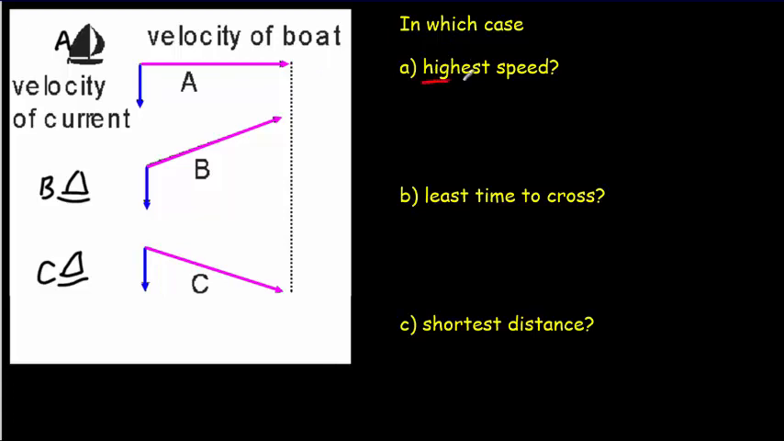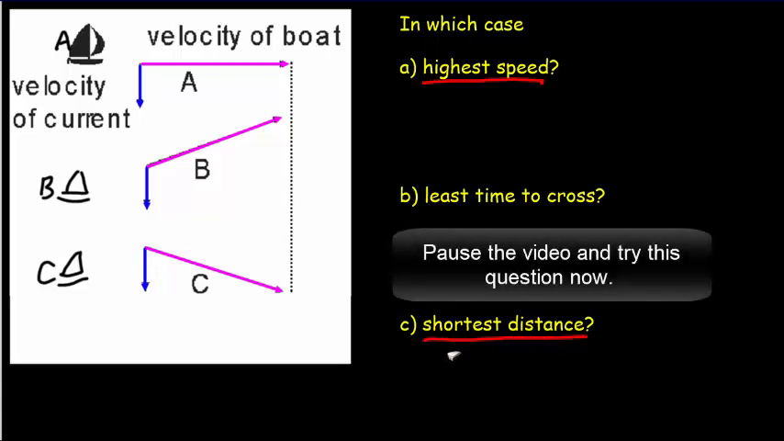And we're asking 3 questions. Which one is going to move with the highest speed? Which one is going to take the least time to cross? And then which one is going to travel the shortest distance to get across the river? So pause the video, try that now, and then come back for the answer.